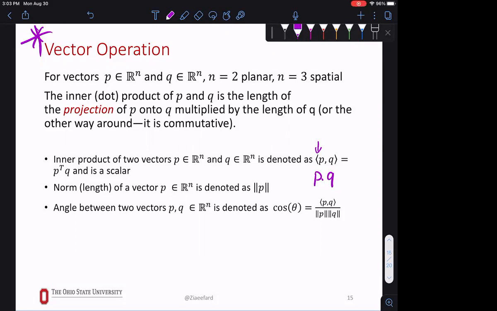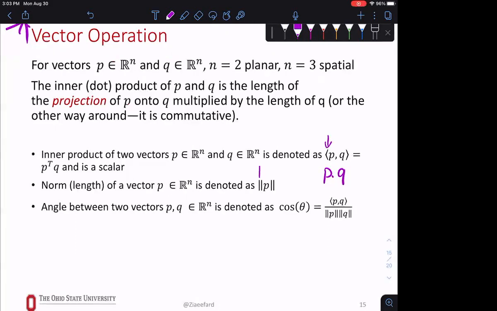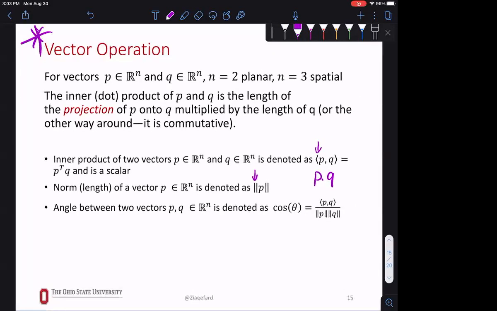Now, the norm of vector P is denoted as the 2-norm, or I just say length of P. And the cosine of theta is the dot product divided by the length of each. These are just reviews. So P dot Q is P transpose Q, if P was P1, P2, P3, and Q was Q1, Q2, Q3.